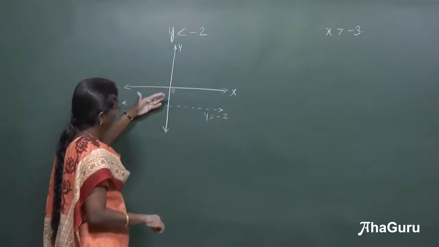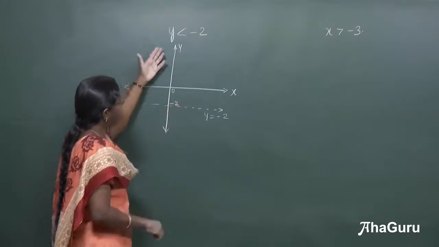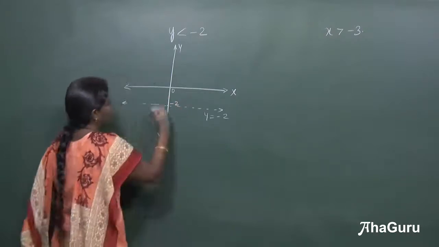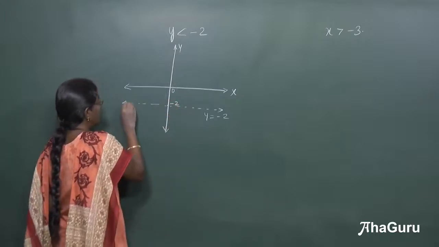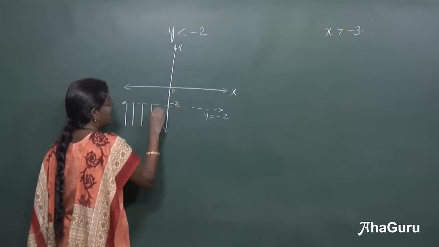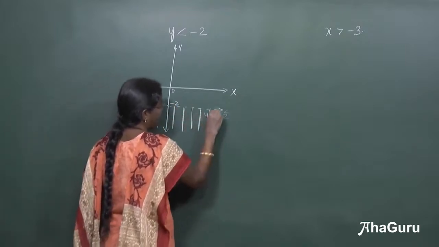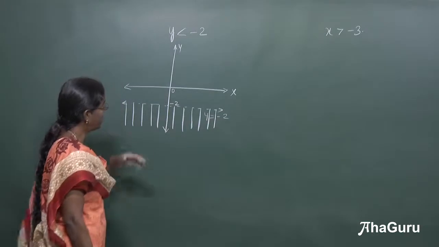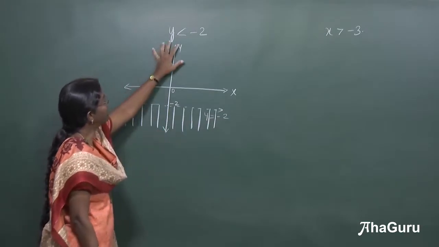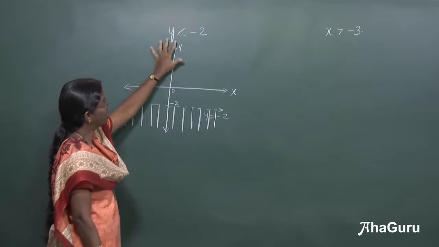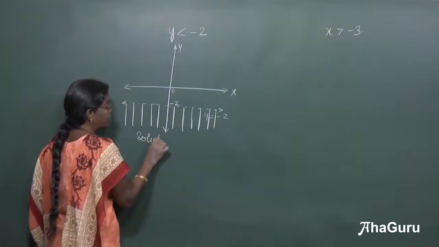Y is now less than this minus 2. So it will not be above minus 2, it will be less than minus 2. So what is the region? The region which lies just below the line. The entire region which lies below the line y is equal to minus 2 will be the solution for this inequality. So you will write here the solution is the shaded region.